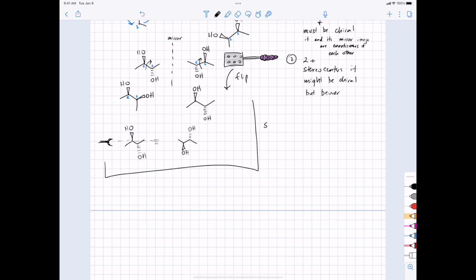This is a molecule that has stereocenters, but is its own mirror image, and is therefore not chiral. By the way, the technical term for not chiral is achiral, but I always hesitate to use that term because this is an achiral molecule.